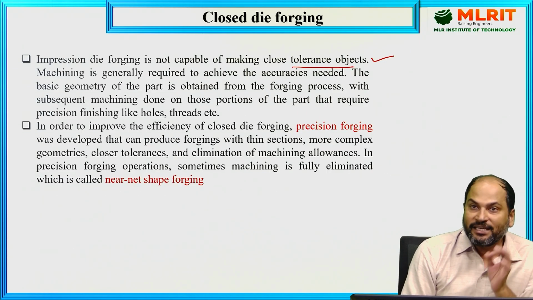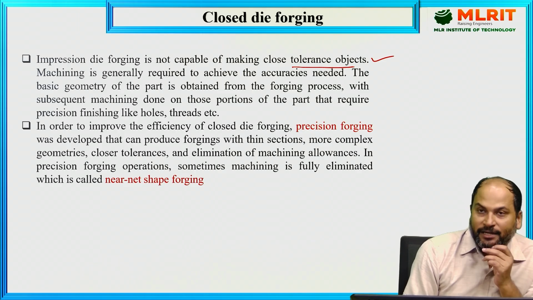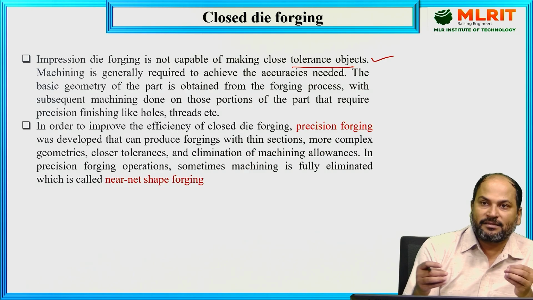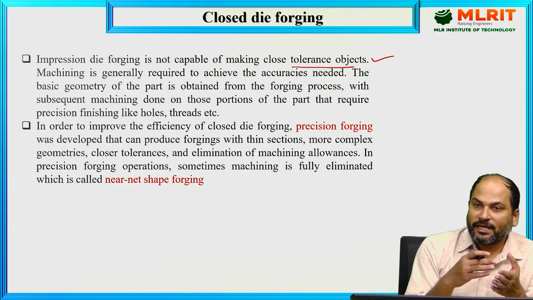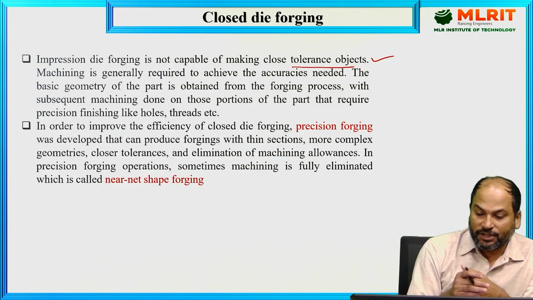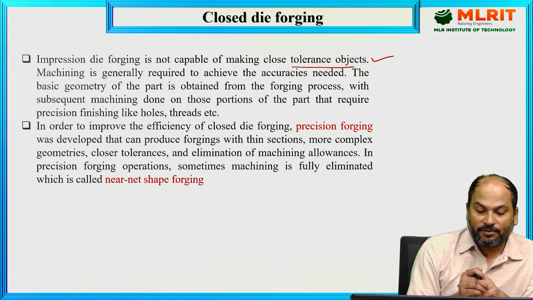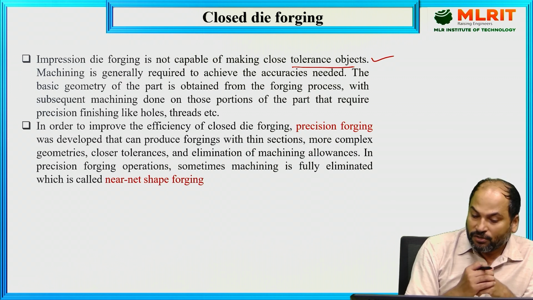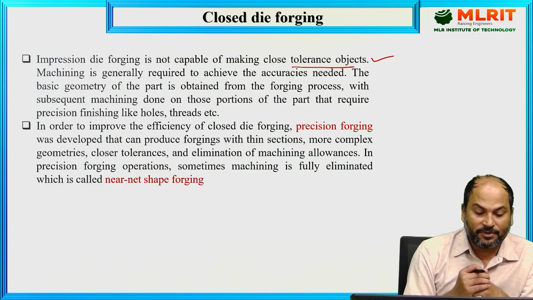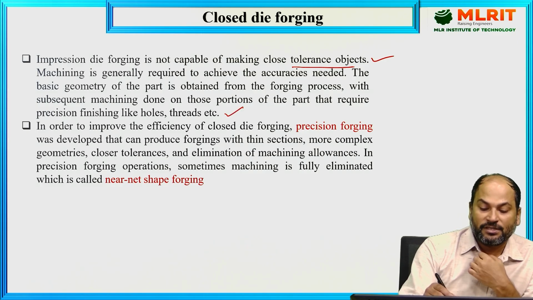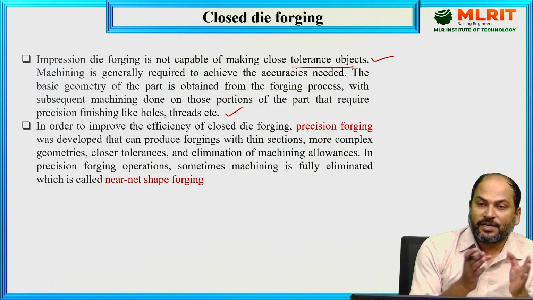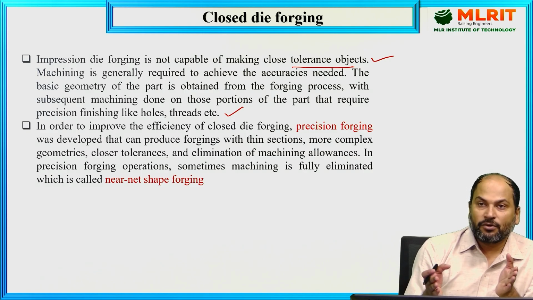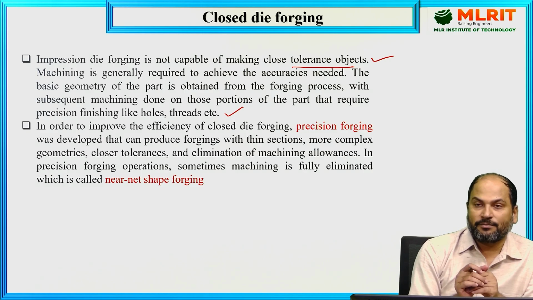Machining generally is required to achieve the accuracy needed. So whatever material has come out in the form of flash or other impressions needs to be removed through machining. So the basic geometry of the part is obtained from the forging process, with machining subsequently done on those portions of the part that require precision, like holes or threads. So if we are forging the material through closed die forging, a secondary operation, that is machining, is required.